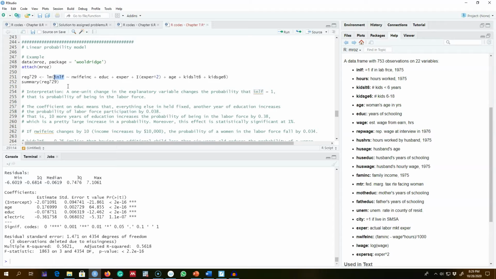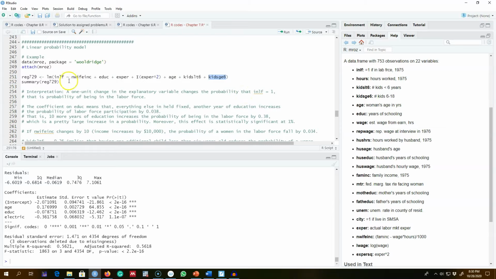So I'm going to show you an example where we are interested in knowing what determines a woman's choice to be in the labor force. The variable in labor force shows whether a woman is in the labor force or not, and it takes on a value of 1 if a woman is in the labor force and 0 otherwise. So we're going to regress this binary variable on different variables, which include family income, education of a woman, their experience, their age, the number of kids less than 6 years old in the house, and the number of kids between the age of 6 and 18.